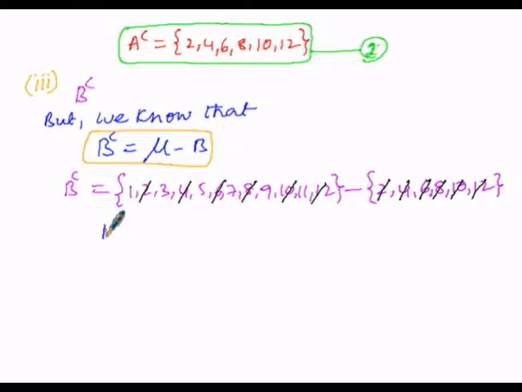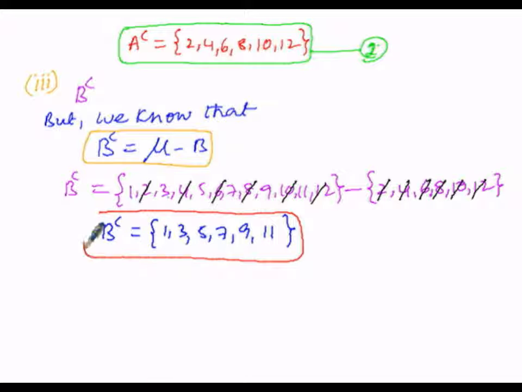In this manner we got B complement elements as 1, 3, 5, 7, 9, 11. So B complement elements are the odd numbers that are less than or equal to 11. So let us treat this as the third one. Now the fourth one.